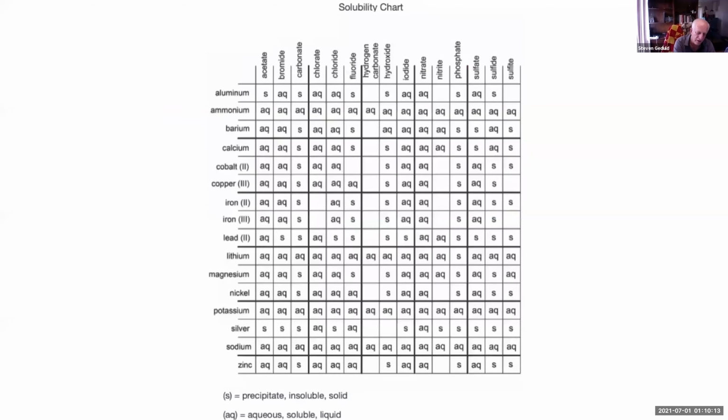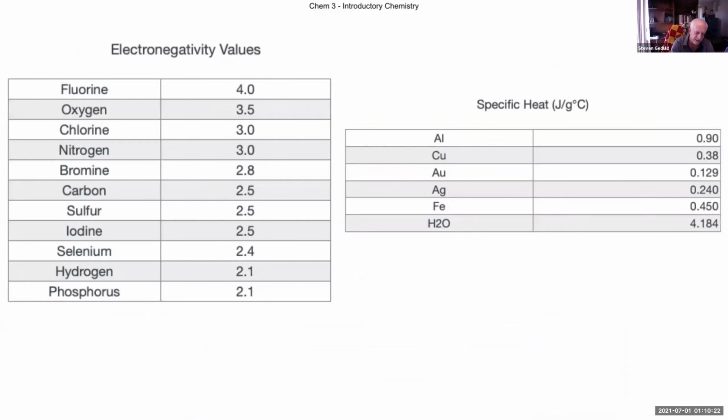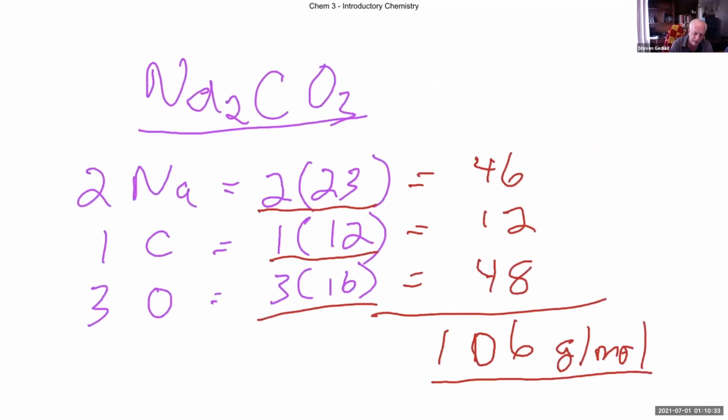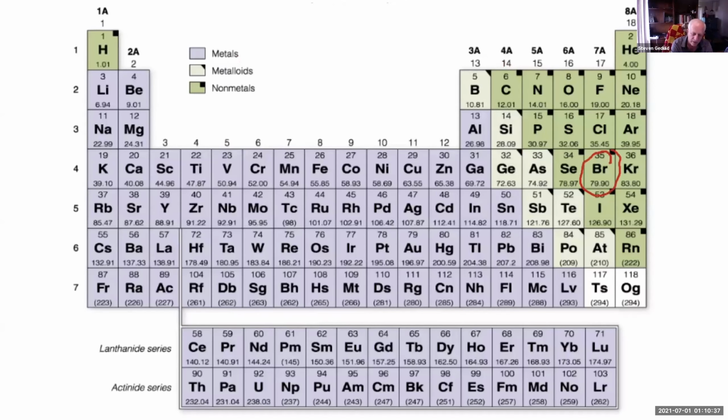Look at iron, it weighs 55.85. So would that be 56? It's close, depending on how accurate we are, but we'll put 56 for now. And then 2 times bromine. Bromine, BR, is 79.9, so roughly 80.